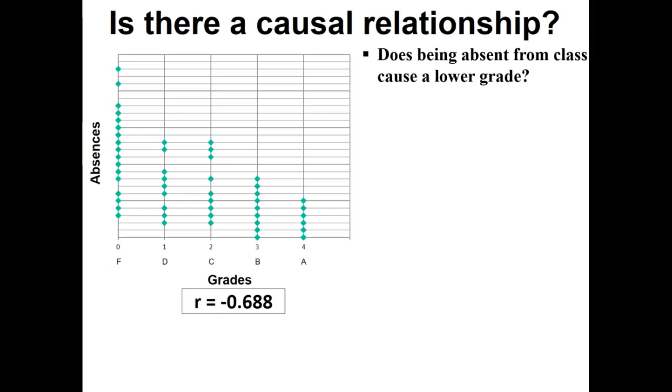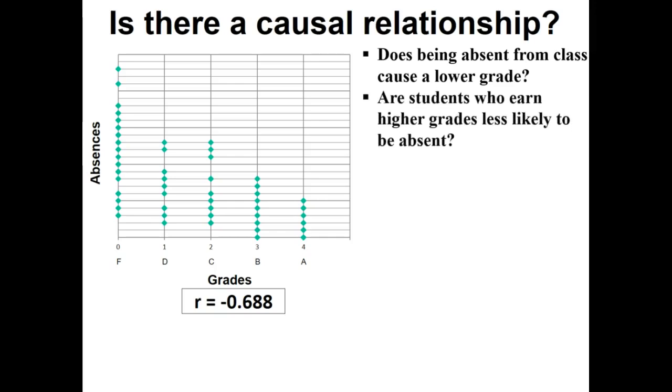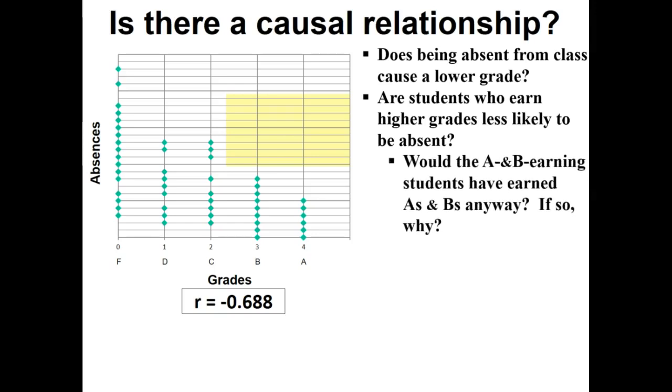It is also possible that students who earn higher grades are less likely to be absent. We have to ask ourselves, would the A and B earning students have earned A's and B's anyway? If so, why? Perhaps there is a third variable that better accounts for the relationship between absences and grades.